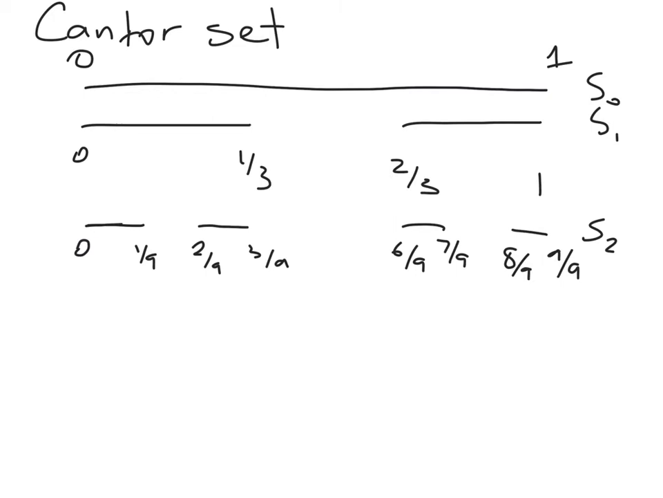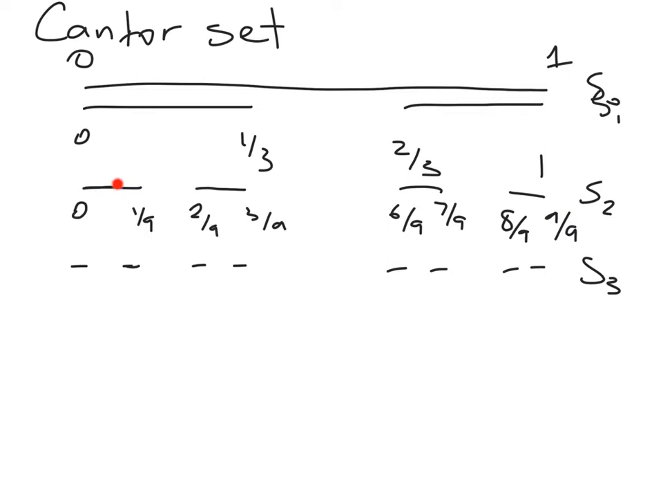And then I take each little line segment, and I split it in three, and I erase the middle third, so we get two left. And I split this one in three and erase the middle, so we get two. Split this in three and erase the middle, we get two. And we're left with 1, 2, 3, 4, 5, 6, 7, 8. We're left with eight little line segments. And this is the set S3. The Cantor set is a subset of this set.